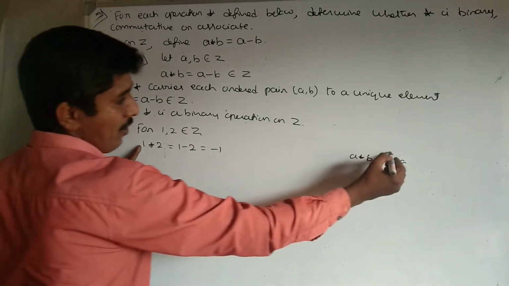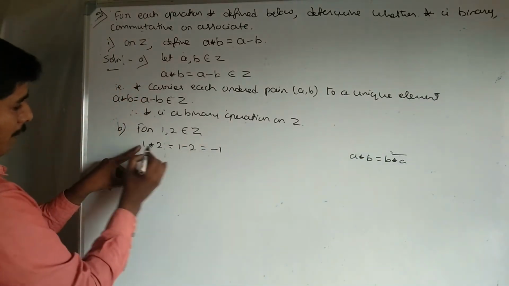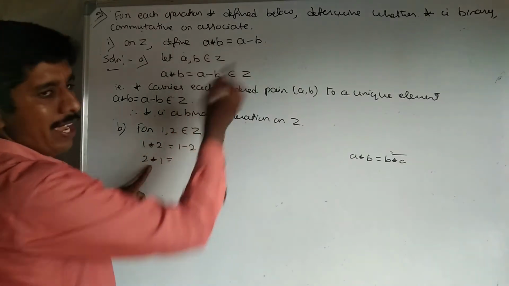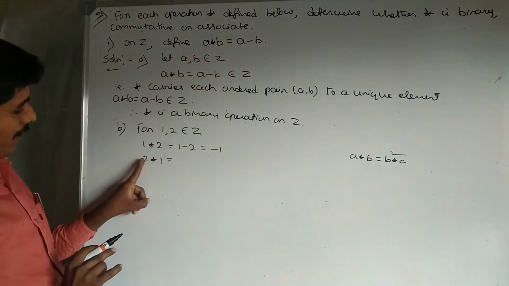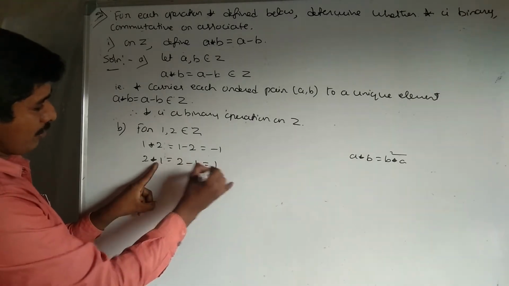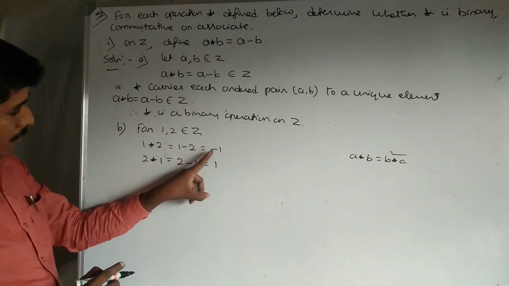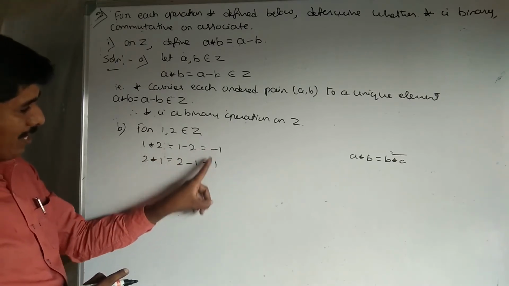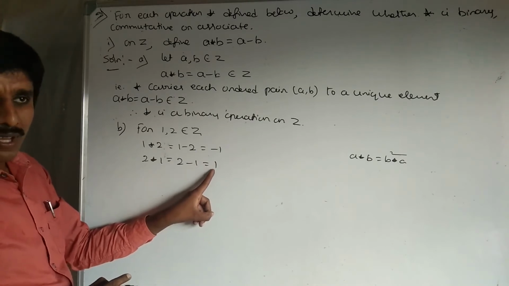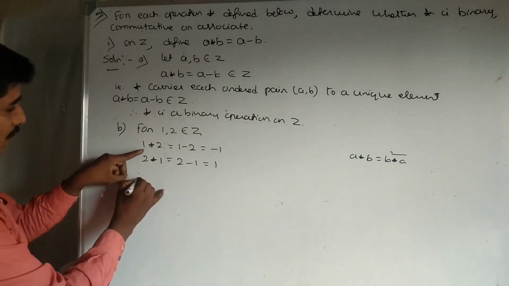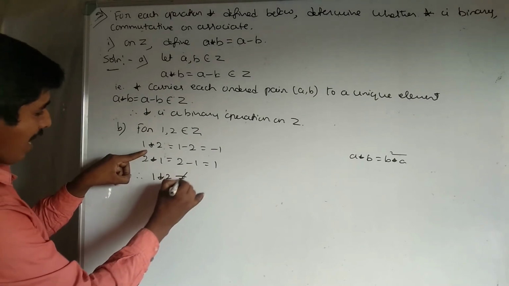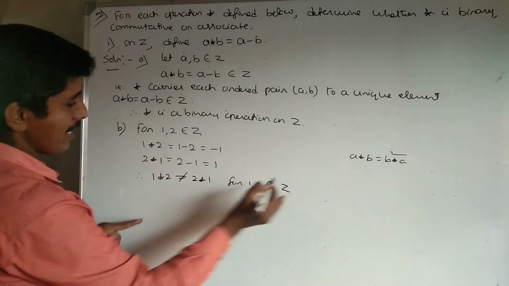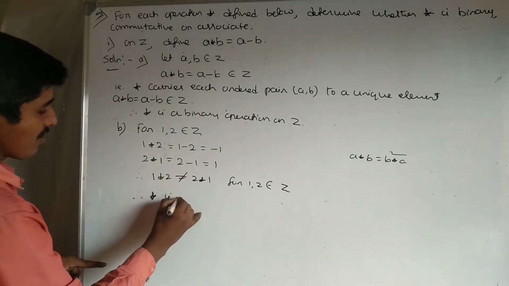Next, B star A means interchanging 1 and 2, so 2 star 1. The operation is defined as A star B equals A minus B, so 2 star 1 is 2 minus 1, which is 1. Here 1 star 2 equals minus 1, and 2 star 1 equals 1. But minus 1 is not equal to plus 1, so it is not commutative. Therefore 1 star 2 is not equal to 2 star 1 for 1, 2 belonging to the set of integers. Therefore, star is not commutative.